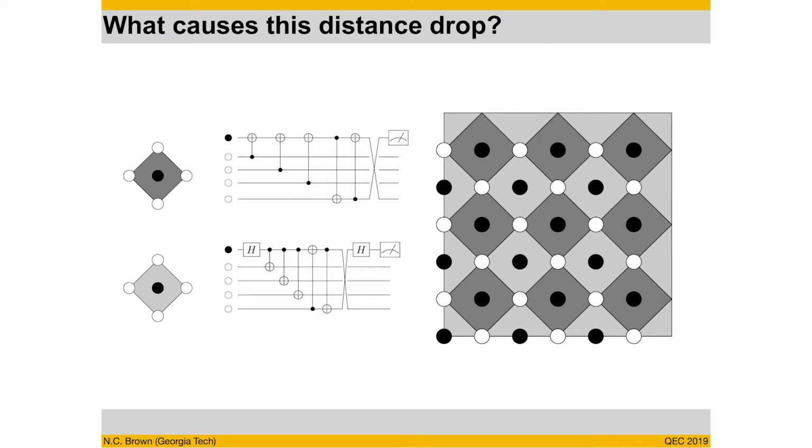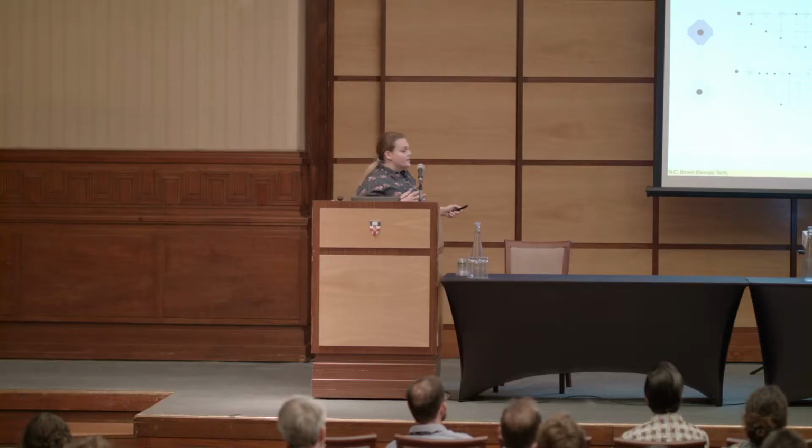So what exactly causes this distance drop? Before I go into that, I want to take a little second and talk about how this swap gate works in a little more detail. In my syndrome extraction cycle, I have four CNOTs, and then I'm going to add a swap on the end. Due to gate cancellation, that amounts to adding one extra CNOT at the end of this cycle.